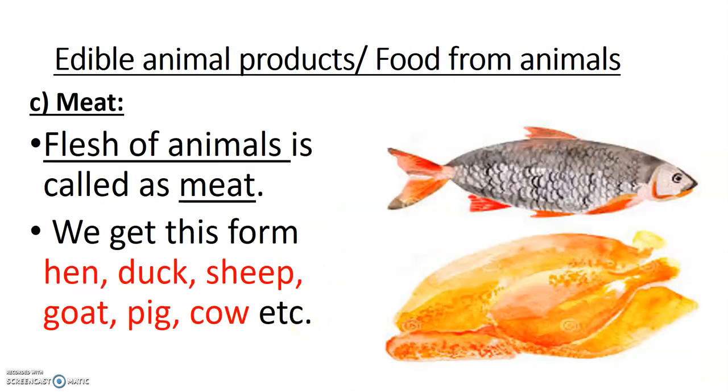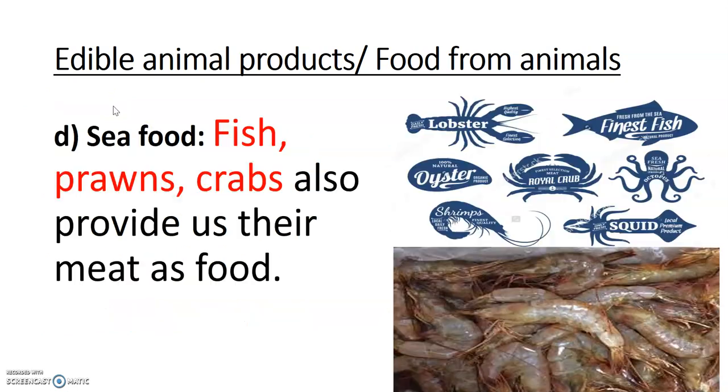Third food that we obtain from the animals is meat. Any flesh that you eat of any animal is called meat. We get it from hen, duck, sheep, goat, pig, cow, etc. So any flesh that you are eating of any animal is regarded as meat, and meat is the edible food that we obtain from animals.